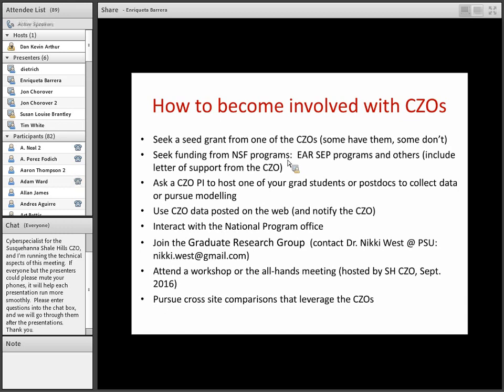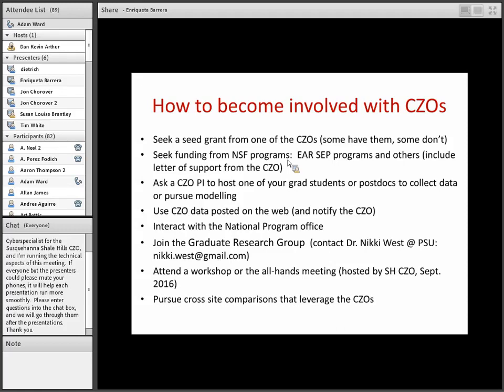The sites organize workshops, and you can ask to find out when they will take place. Every 2 years, there is an all-hands meeting, and the next one is going to be at Shale Hills in 2016. These events are usually announced on the website, and you can also ask the national office for the upcoming events.